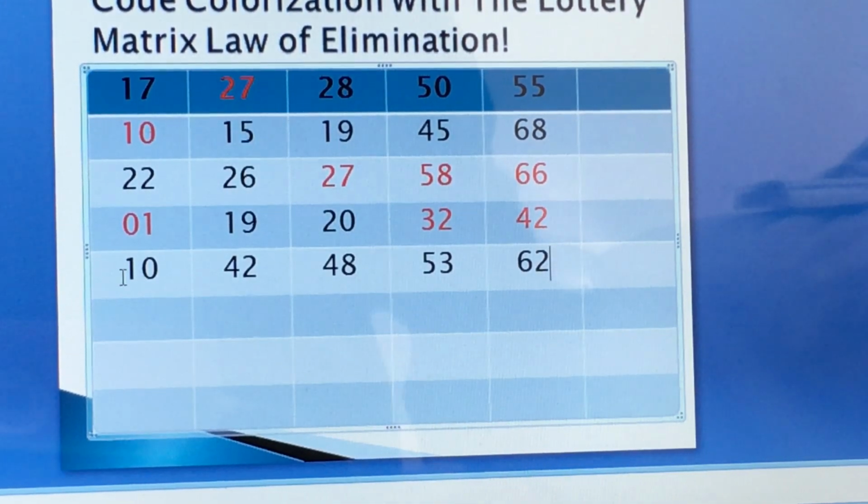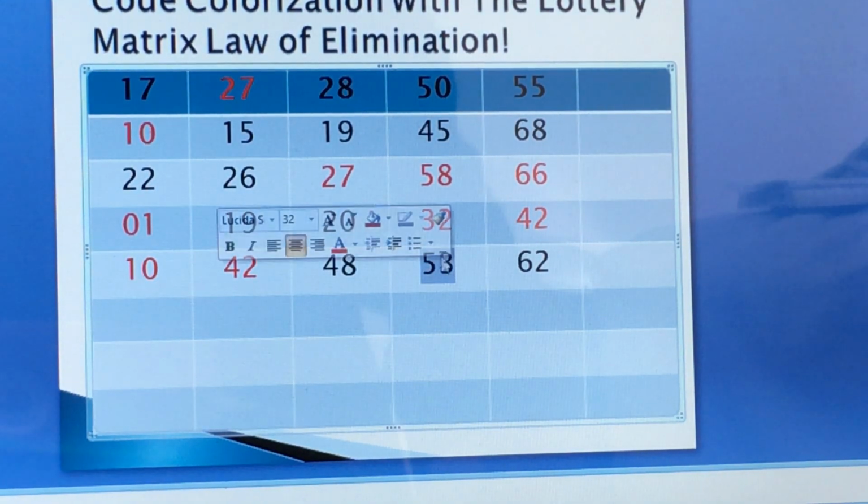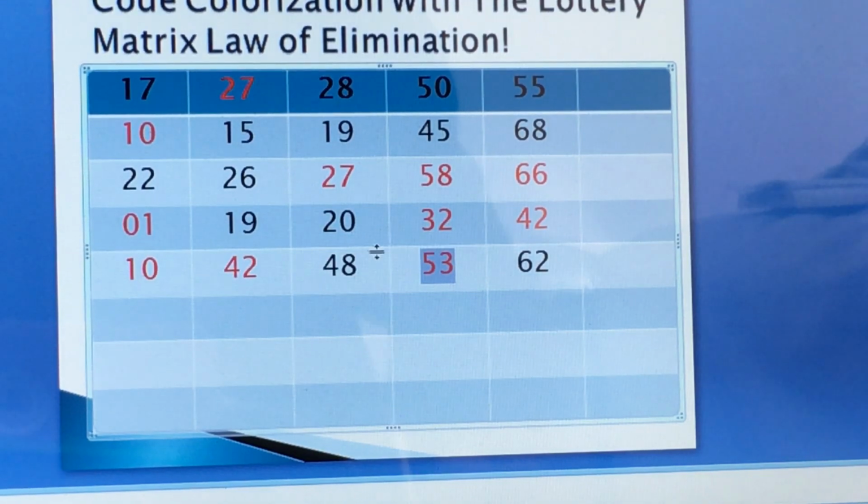So once again, the red numbers are 10, 42, 48, 53, and 62. So you can see 3 red numbers. That's why the 4th and 5th draw is an incentive to move on to the next draw using the law of elimination.